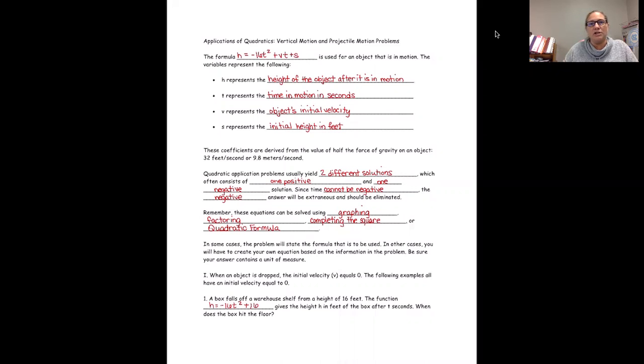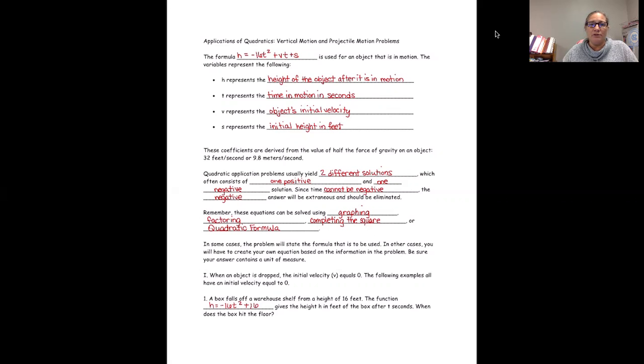The formula h equals negative 16t squared plus vt plus s is used for an object that is in motion. The variables represent the following. H is the height of the object after it is in motion. T is the time in motion in seconds, and that can be written as t or x. V is the object's initial velocity, initial being what's happening at the start. S represents the initial height in feet. These coefficients are derived from the value of half the force of gravity on an object, which is 32 feet per second or 9.8 meters per second.